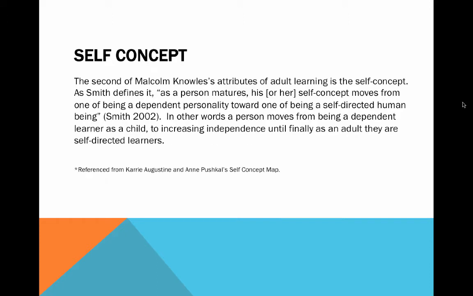The second of Malcolm Knowles' attributes of adult learning is self-concept. As Smith defines it, as a person matures, his or her self-concept moves from being one of a dependent personality toward one of being a self-directed human being. In other words, a person moves from being a dependent learner as a child to increasing independence until finally, as an adult, they are a self-directed learner.